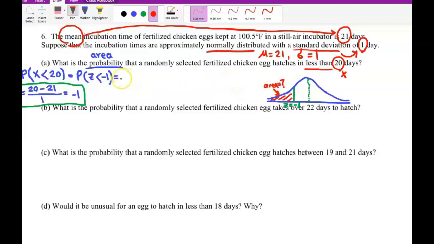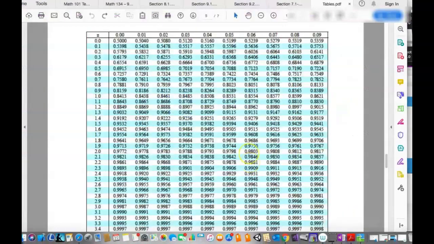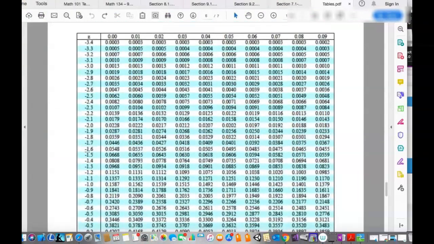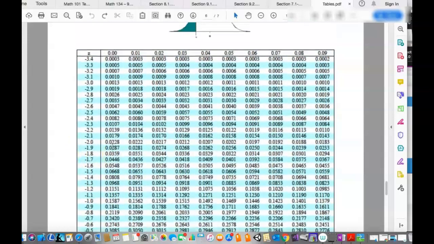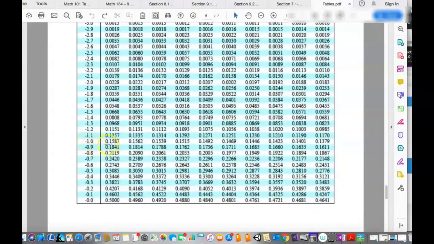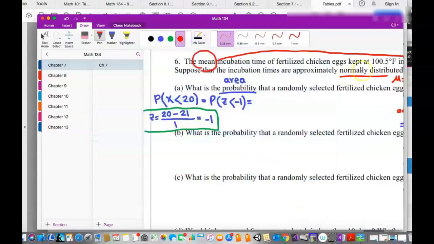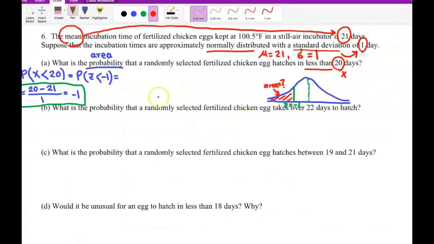Here again, we can use our table. So z equal to -1. These are positive numbers, here we have negative numbers. So here is what we have: -1.0, and on top we have 0. So z equal to -1 is 0.1587. That is the area. So using the table, the answer for this part is 0.1587.